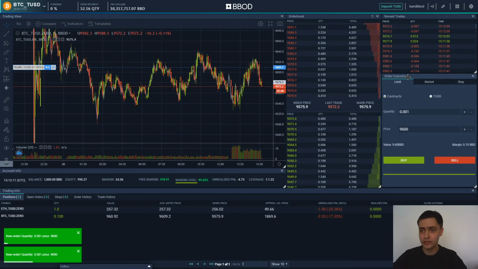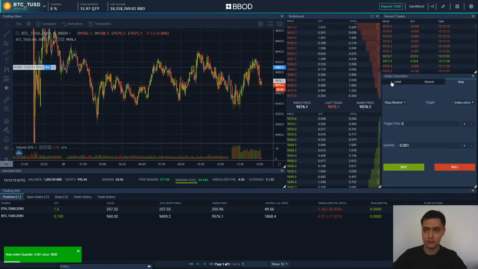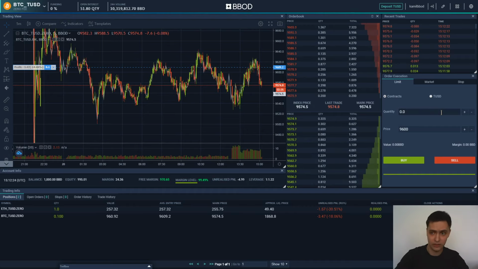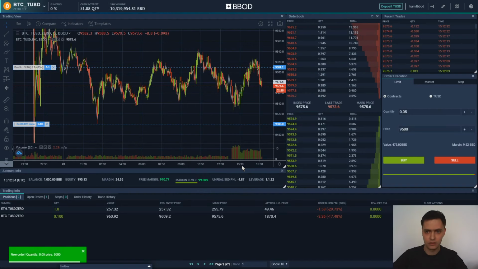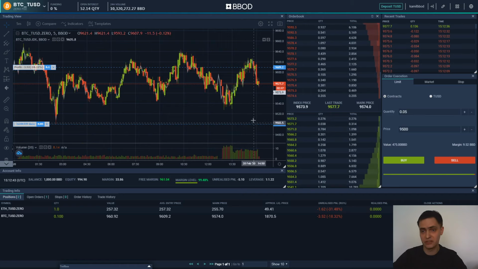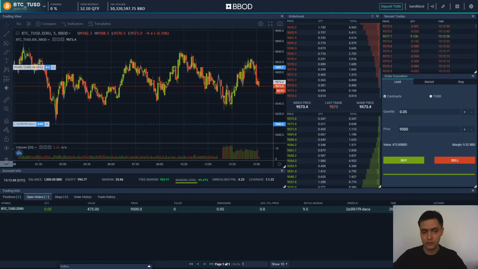So in order execution, we have 3 tabs. Limit orders: if you want to buy the contracts at a given price, you can input quantity, input your price, and your order is going to wait for a fill. Right? So if you think Bitcoin is going to go down to 9,500 and you want to buy it there, you can simply lay your order there and just wait.